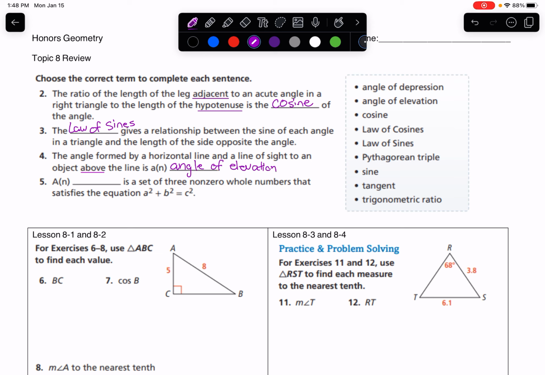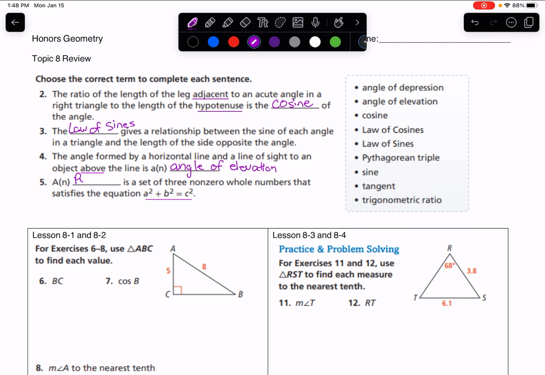And 5, a blank is a set of 3 non-zero whole numbers that satisfies the equation a squared plus b squared equals c squared. We didn't necessarily talk about what this is called, but when we have 3 whole numbers that make up the Pythagorean theorem, and they're all whole numbers, none of them are fractions, that's called a Pythagorean triple.